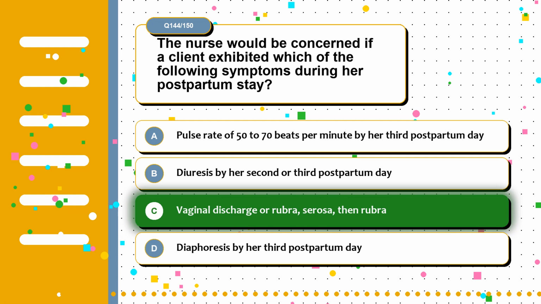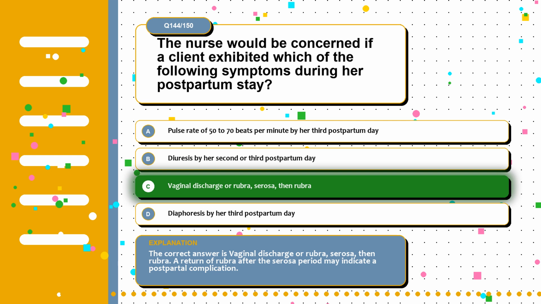The correct answer is option C. Vaginal discharge of rubra, serosa, then rubra. A return of rubra after the serosa period may indicate a postpartum complication.